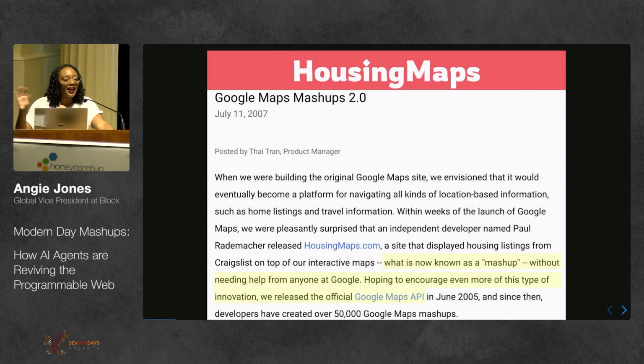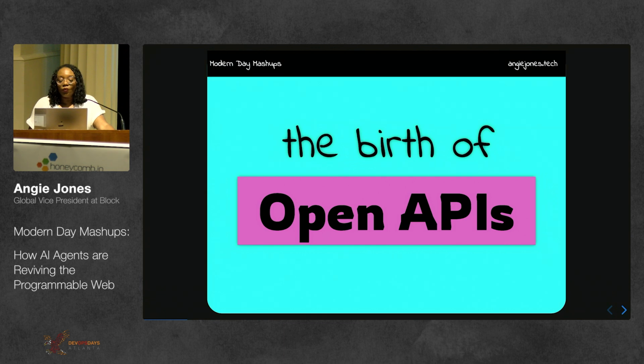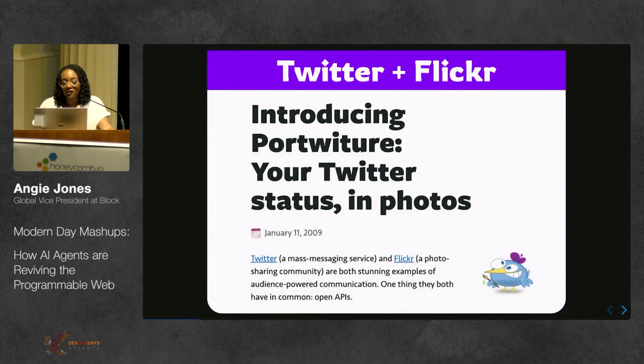So developers started mashing all kinds of things with Google Maps, like crime data, local events, even restaurant reviews. And the excitement and the demand is actually what led Google to release the Google Maps API. They realized the potential of letting developers build on top of their platform. And once Google opened the door, all the other companies followed, right? Other major companies started providing APIs as well. And this was the beginning of the open APIs that we know today. This ecosystem of APIs became the norm, and developers could build new services around these offerings.